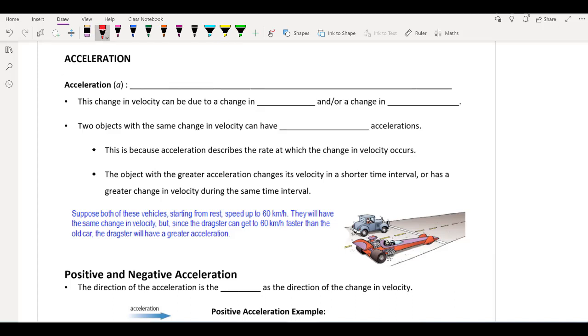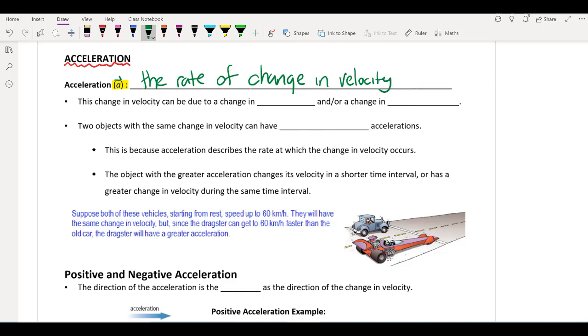Going to introduce a new word here, acceleration, to help describe motion. Now, acceleration is the symbol A. Now, there's a little typo here. It's actually a vector, so you should have an arrow. So acceleration has direction. The definition of acceleration is the rate of change in velocity.